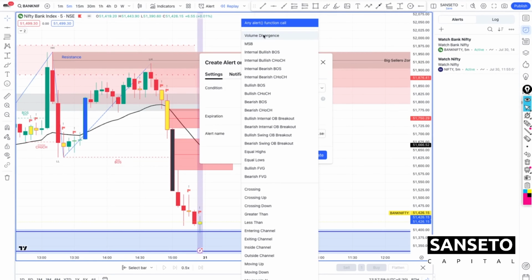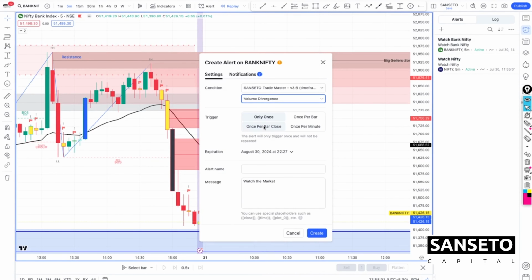We would advise creating a volume divergence alert once per bar close, because when the candle is moving, you could see it as a yellow candle, since multiple volumes will be coming in and out, in and out. But you should not be considering that. Once the candle is completed, if the candle is yellow, then you will take your trade based on that. That's why we are choosing once per bar close. And if you're doing it on Bank Nifty, I'm putting the watch on Bank Nifty.